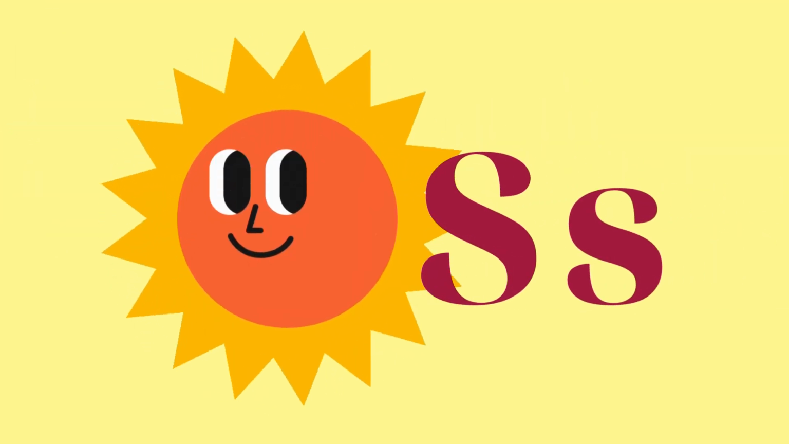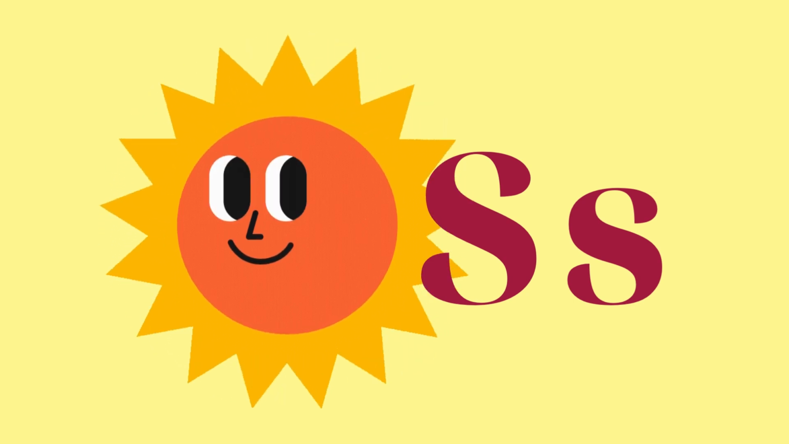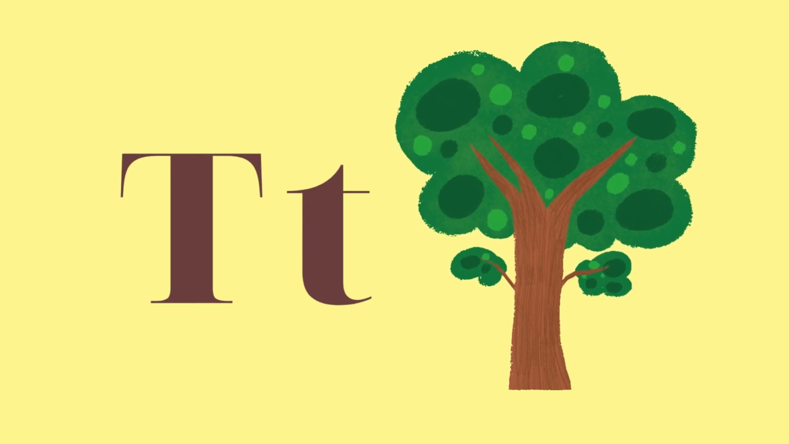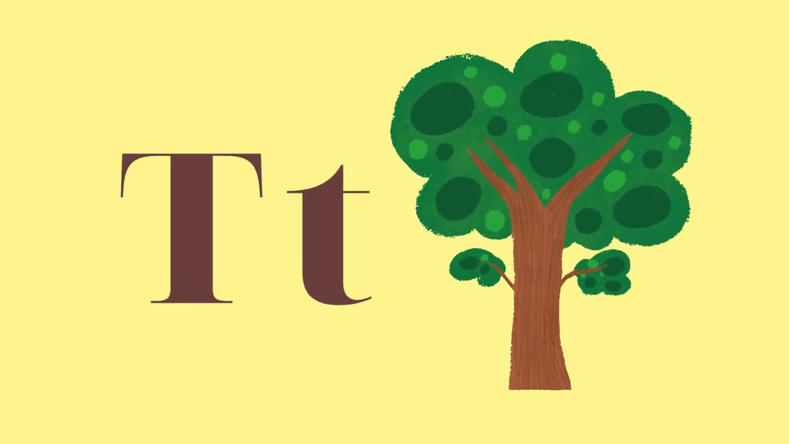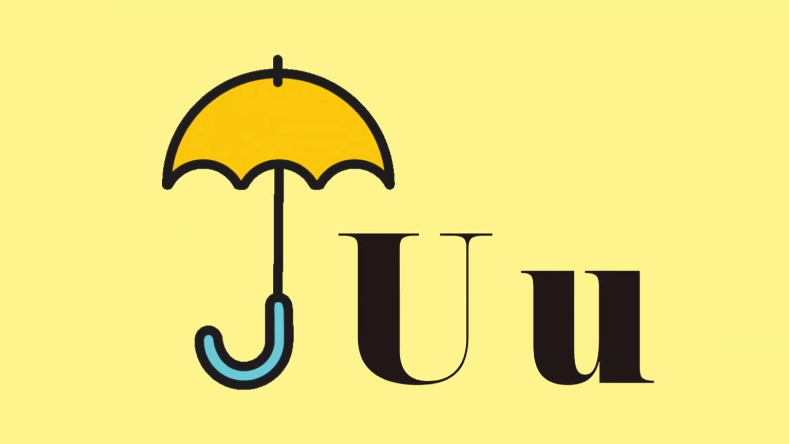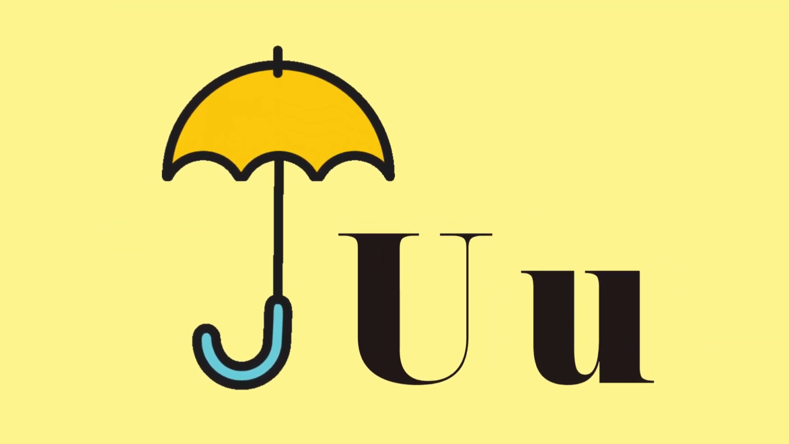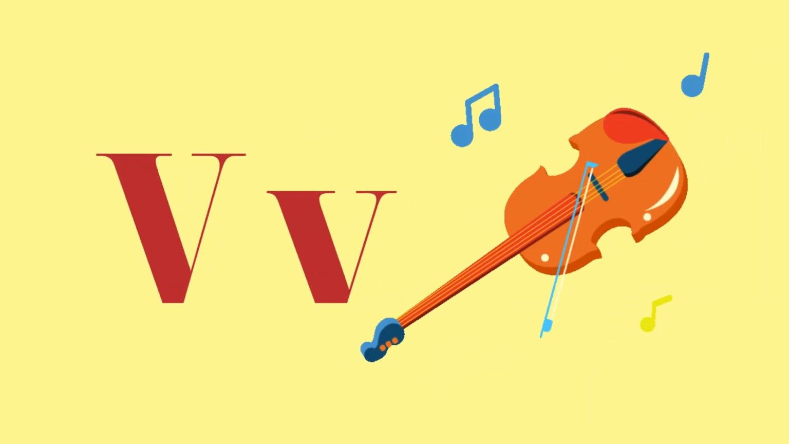S for sun. T for tree. U for umbrella. V for violin.